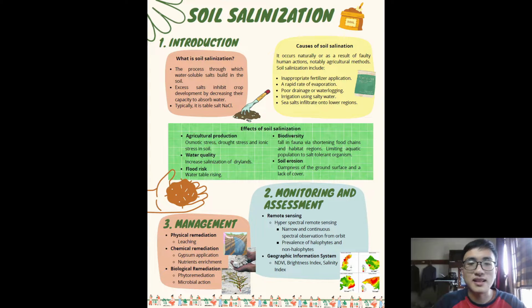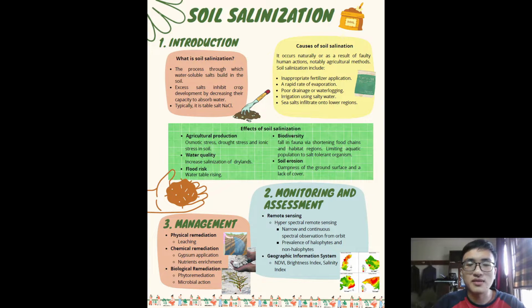The remediation of saline soil can be achieved through physical remediation, chemical remediation, and biological remediation. One physical remediation practice to treat saline soil is leaching. This practice essentially amounts to washing the affected soil with water.